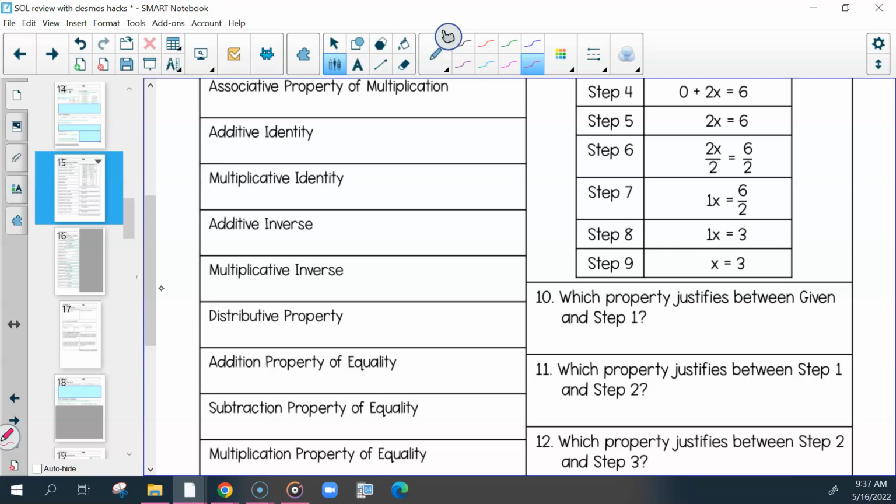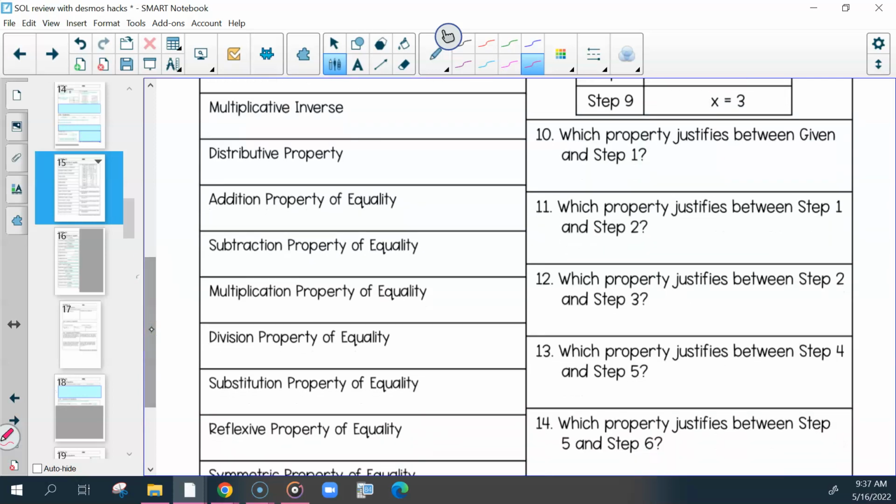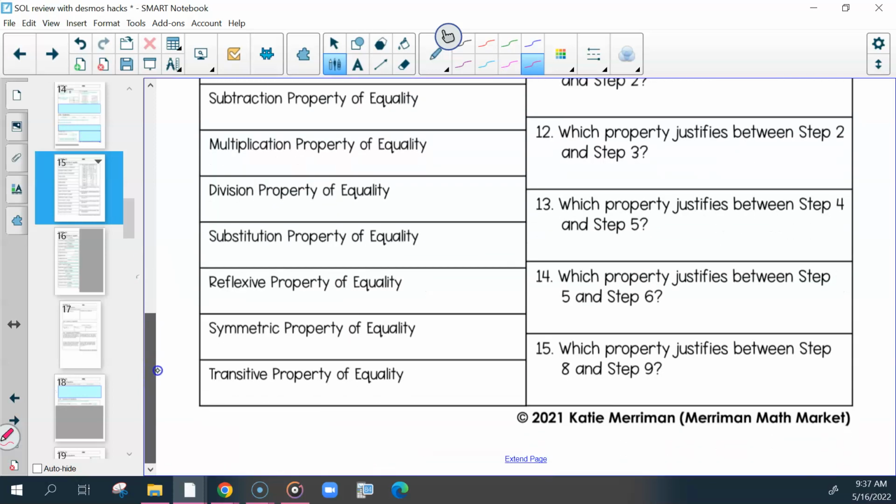You could say that they divided both sides by 1. Division property of equality, they divided both sides by 1. I thought it was multiply both sides by 1, but technically, since they're already multiplying, we would say division. So division property of equality would be 15.